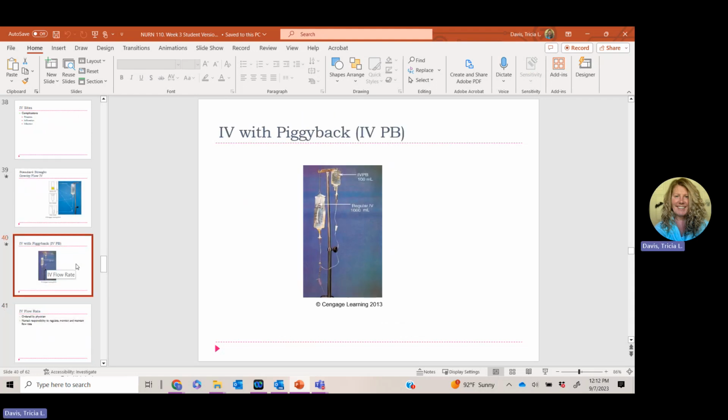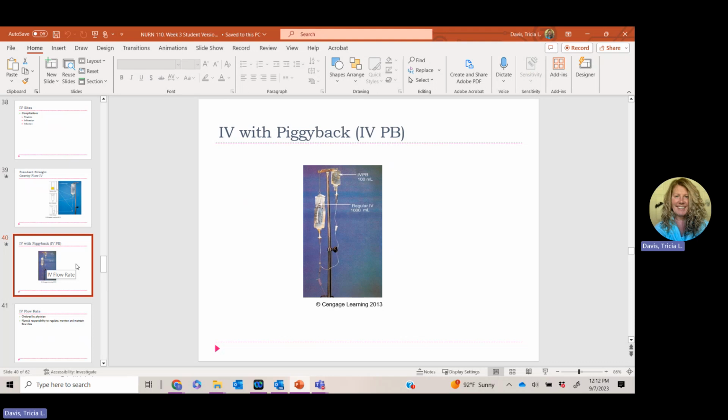Sometimes we have to hang another type of fluid in addition to our primary fluids. So your primary fluids would be what you see on the left-hand side there, that's going into your regular IV. But sometimes the doctor says, okay, Mrs. Jones has the UTI, so I want her to have normal saline at 100 mLs every hour, but I also want you to give her this IV cefazolin for her UTI.